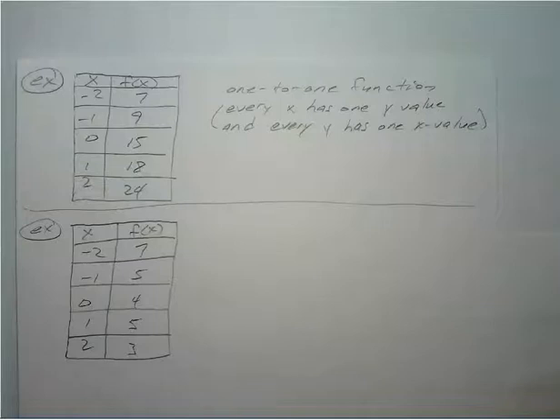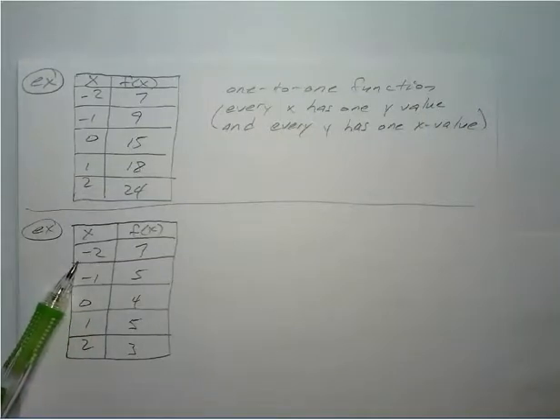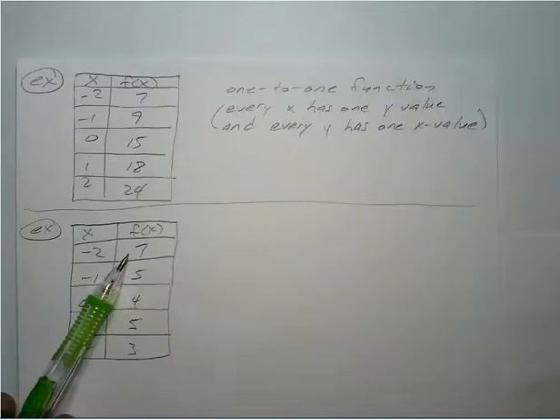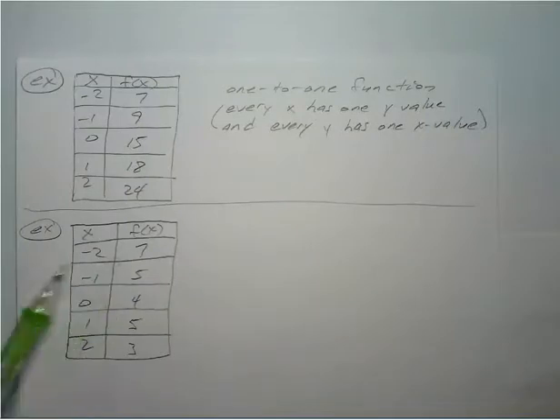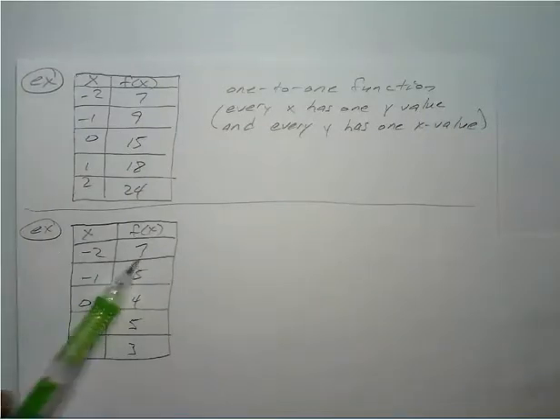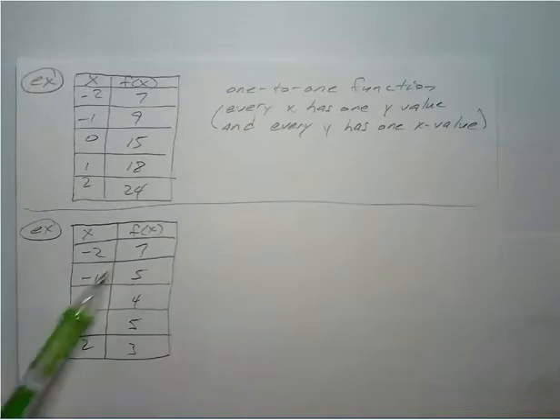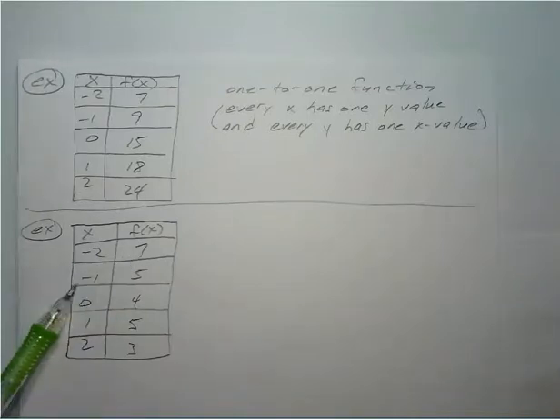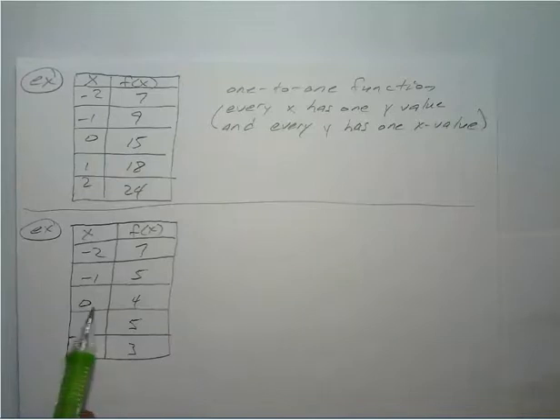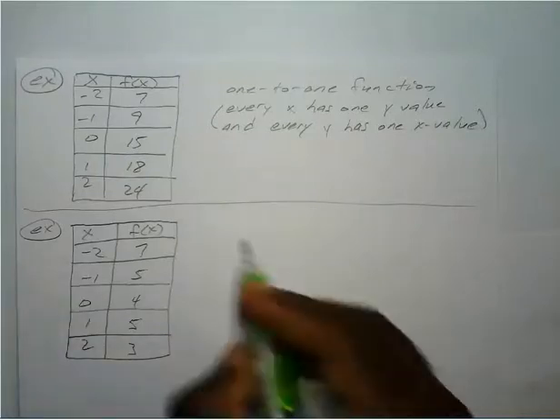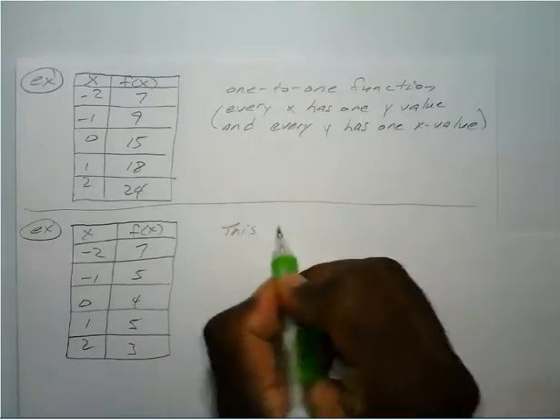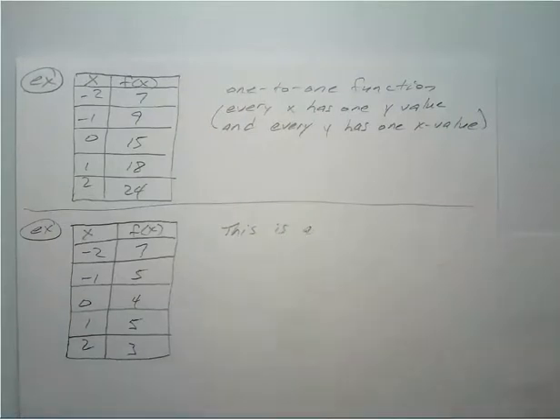Okay, why? Because every x value has only one y value. Okay, so -2 only has one y. You don't see -2 appear anywhere else with a different y value. -1, same thing. You don't see it appear anywhere else. Same thing with 0, 1, and 2. You don't see them appear anywhere else. So this is a regular function, just a function.